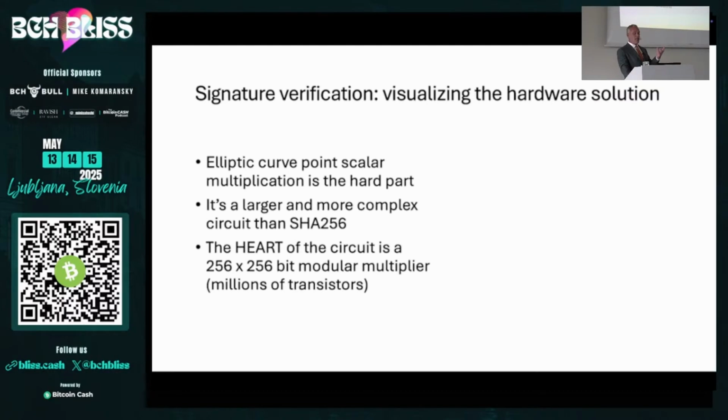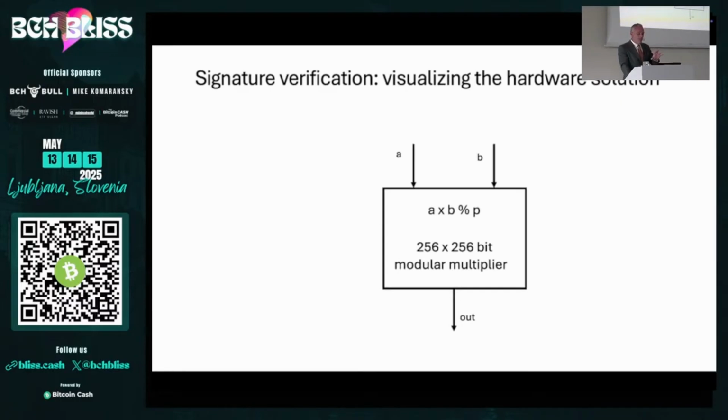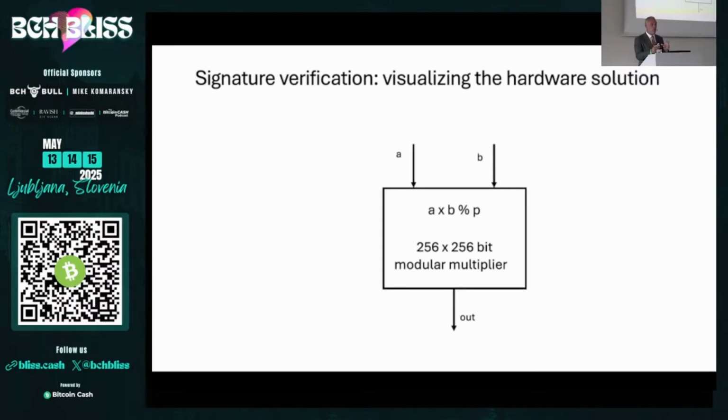But the heart of the circuit is very simple. It's just a ginormous 256 by 256-bit modular multiplier that's built with millions of transistors. So it just takes 2 numbers, A and B, multiplies them together, and returns the product modulo Bitcoin's special prime. So that's the heart of the verification circuit. And because we've invested so many transistors, millions of transistors building it, we need to keep that machine busy.